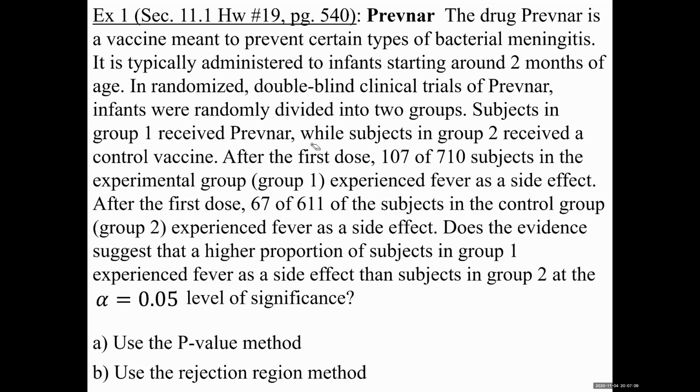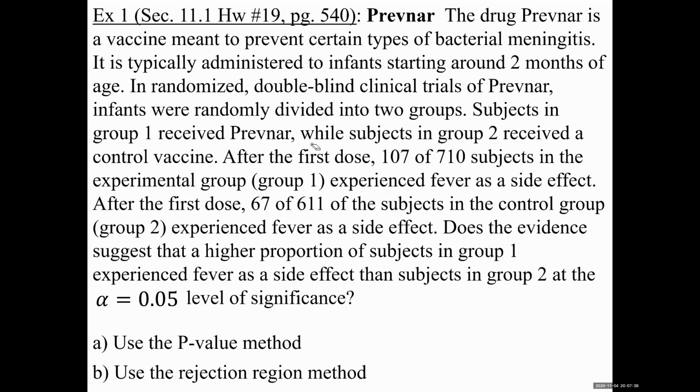Okay, so they took a bunch of infants and divided them into two groups. One group got the actual drug, Prevnar. The other group got a control vaccine. Control vaccine is another way of saying a placebo. They got a fake drug. If these are shots, then some infants got the shot with the drug in there, and some infants got a shot with nothing in there, like water, I don't know what they give. Okay, and then we're going to test to see the effects of the two groups.